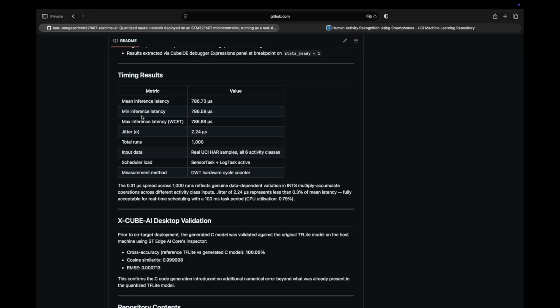With a worst case of 786 microseconds and the task running every 100 milliseconds, the processor is only about 0.79% utilized by this inference task, which means it comfortably passes formal schedulability analysis with enormous margin to spare.